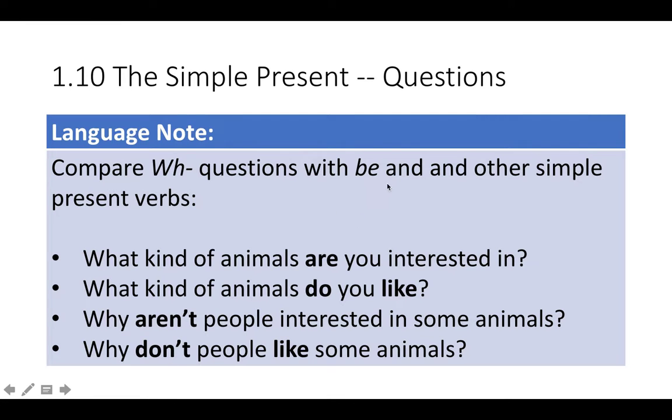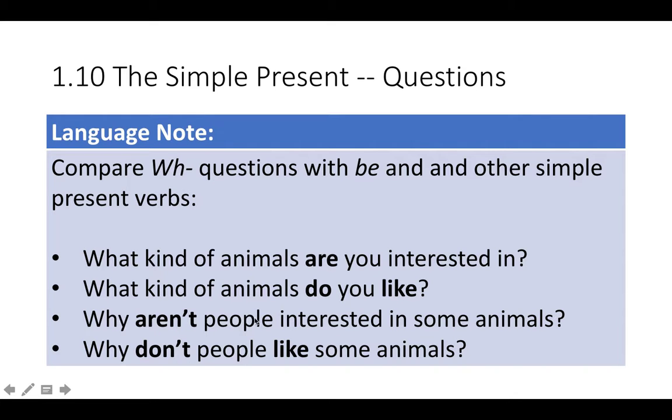And remember, with the verb to be, that question is going to look different. Okay, here, what kind of animals are you interested in? There's no do. All verbs except to be, then you use the do. What kind of animals do you like? And here's a negative question where I use aren't with the verb to be. Why aren't people interested in some animals? Here's your plural subject, plural verb in the negative.